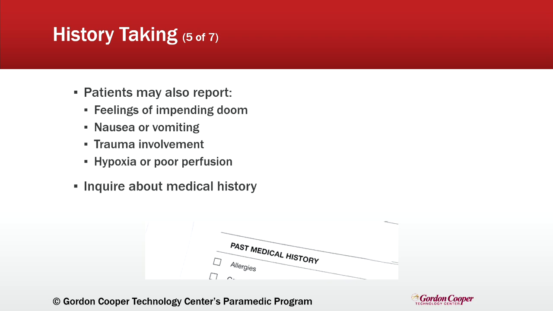Nausea or vomiting can accompany cardiac issues, particularly in conditions like an MI, and may be mistaken for some GI problems. If fainting or other symptoms occur following a fall or injury, it's essential to consider how trauma may contribute to their condition. And then, of course, hypoxia or poor perfusion. So signs of inadequate oxygenation or blood flow, like cyanosis or altered mental status, can indicate severe underlying problems that require immediate attention.